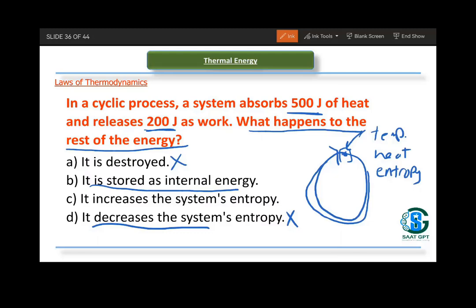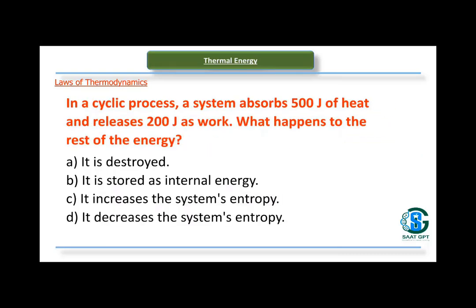decreases the system entropy. It doesn't follow the second law of thermodynamics. It increases the system entropy. We said the system entropy is constant, it doesn't change. So the only correct answer is it's stored as internal energy, but we must know that it's temporary energy. So the system has to lose this amount of energy by the end of the cycle. So the answer will be B.